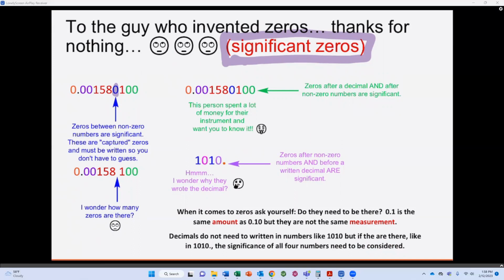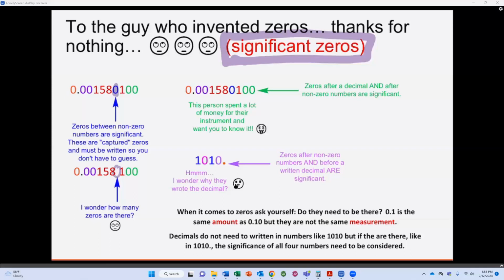These are what we consider captured zeros. We have to put them there because if I didn't, are you supposed to guess how many zeros are between the 8 and 1? Of course not. So we write them. And because they're part of this non-zero number, zero plus non-zero numbers, we count them as significant.